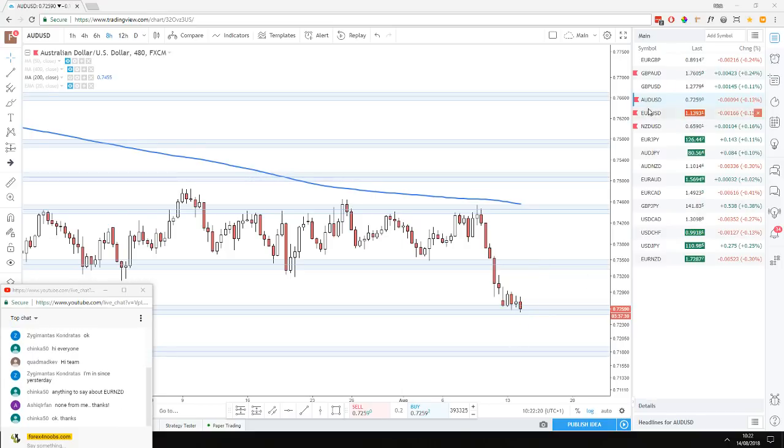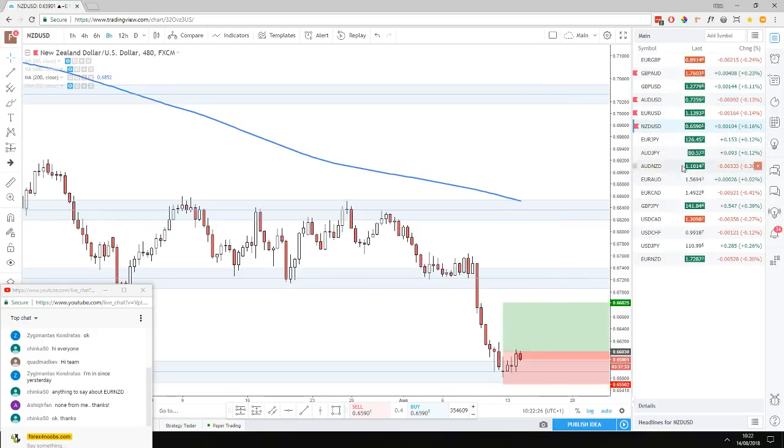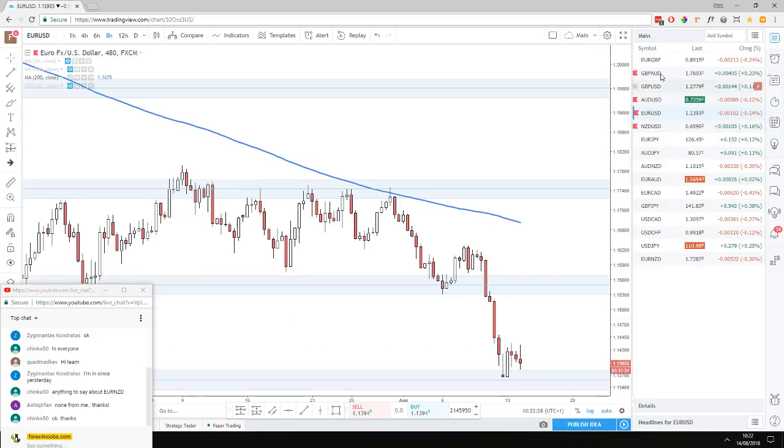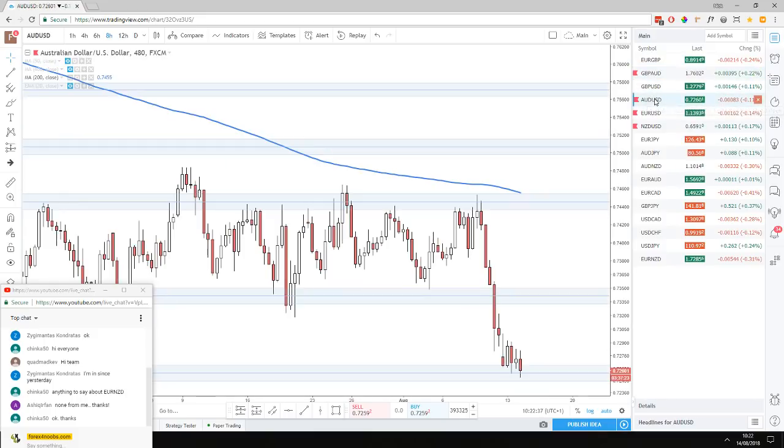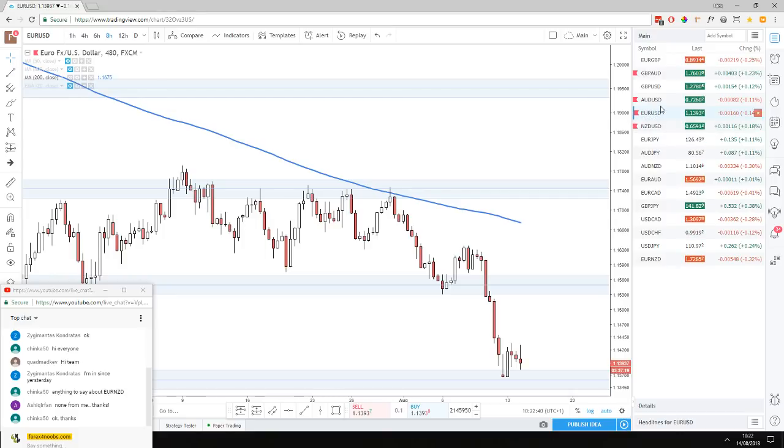So these are probably not going to trigger until at the earliest tomorrow, with the exception of New Zealand USD, which is already triggered. But AUDUSD, EURUSD, and GBPAUD, these aren't going to trigger, in my opinion, until tomorrow at the earliest. So don't rush into these. Don't just jump in because it looks like it's stalling. We need to get some confirmation. We need to get a bit of a reversal happening.